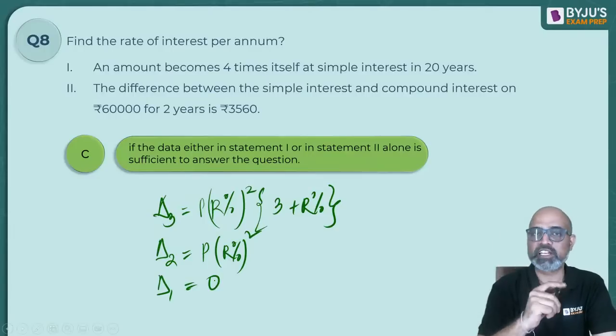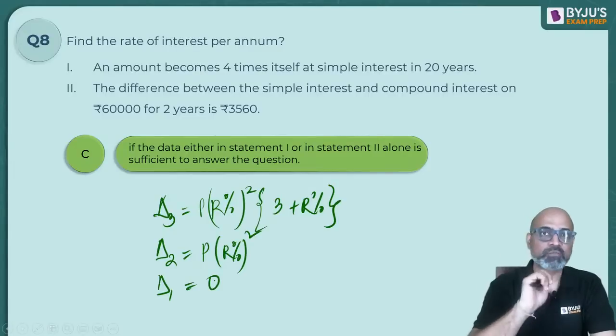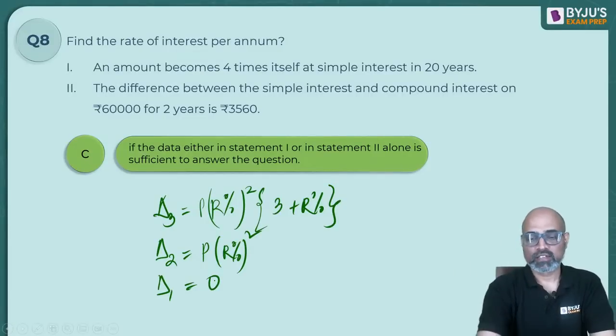There is no difference between SI and CI at the end of the first year. With the same principle, same rate of interest. Second year onwards, you start getting differences. ठीक है? डेल्टा 4 मत पूछना.